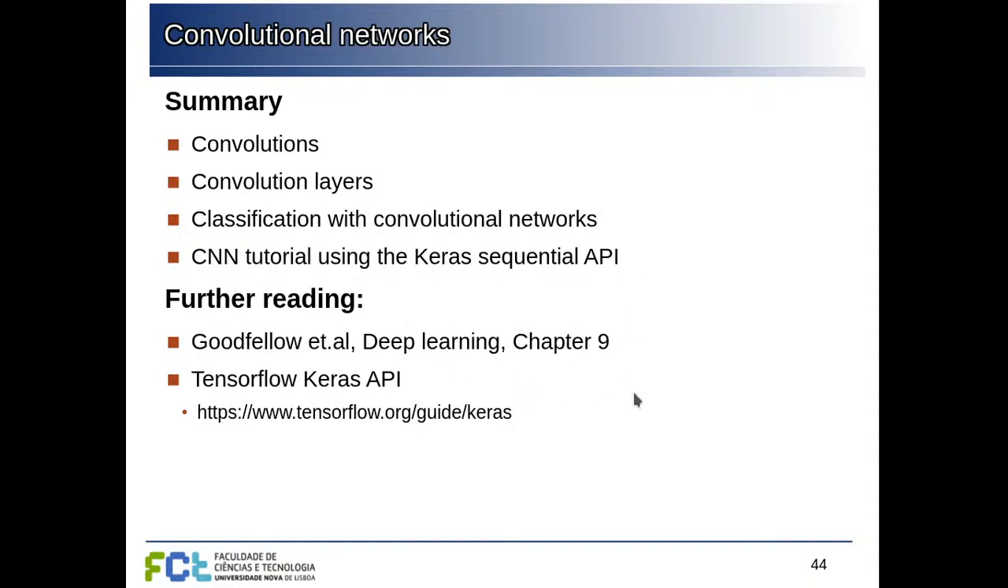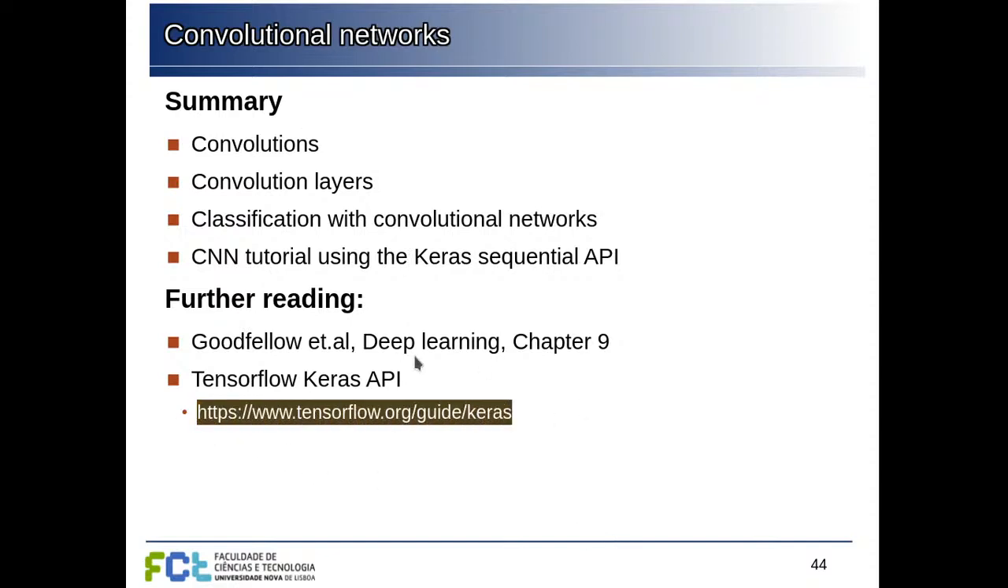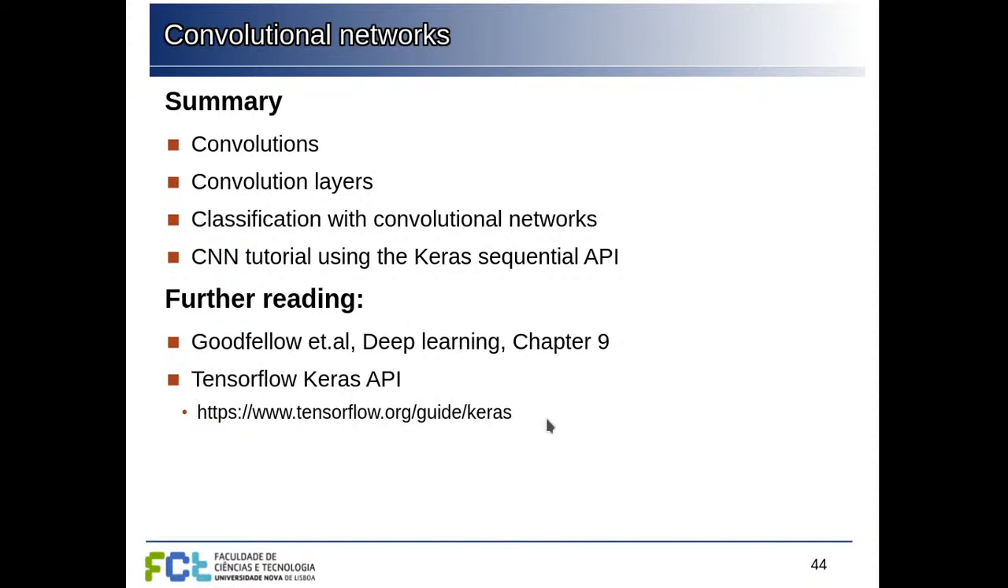So chapter 9 of the Deep Learning book is about convolutional networks, and look at the documentation and the examples in the API guide, the documentation online. This is very important because you need to see what arguments you need to send to the different classes and really understand what you're doing. This is not difficult to use, but take care to understand what all those values are that you're giving to each of the different layers.